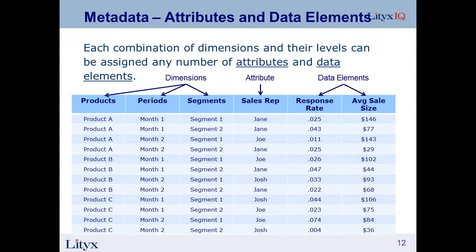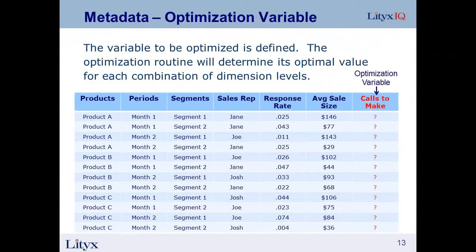So notice that we assign values of each attribute and data element to all the possible combinations of their dimensions. In this example, of course, because we had 3 products, 2 periods, and 2 segments, there are 12 such total combinations, and all of those are listed here in this little example. So maybe you can see where we're going here, that our business problem has to do with optimizing sales rep effort across these 3 business dimensions.